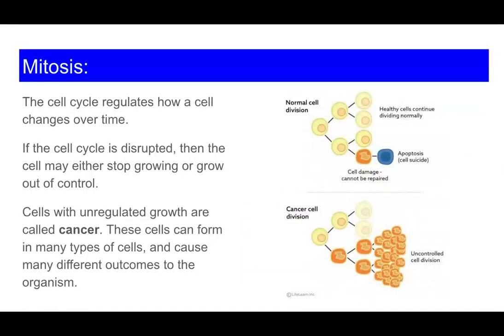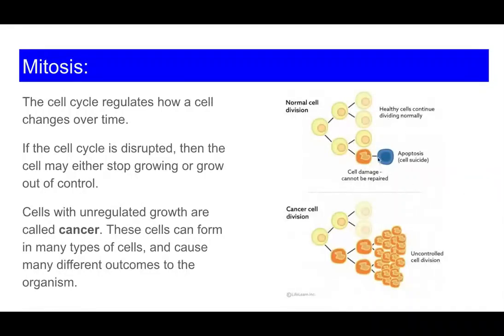So this regulates how cells change over time. This is important. We have ways in our body to say that this is going well, this is not going well. So the cell cycle is normal. This is how we need to replace old cells. So healthy cells continue dividing normally, okay?